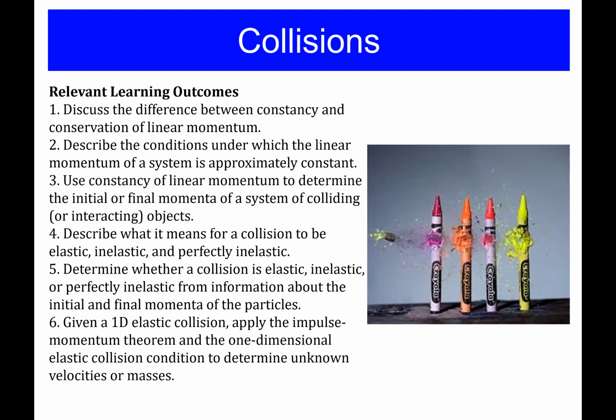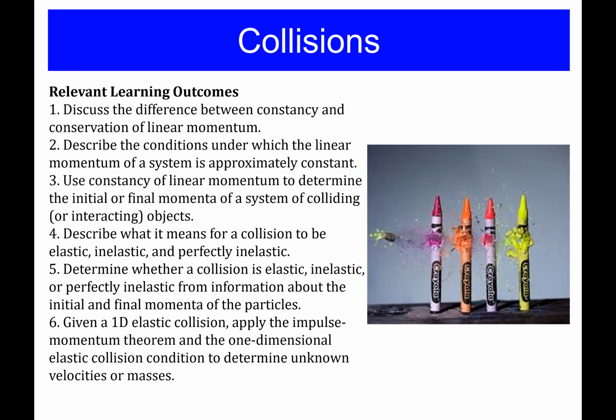We want to be able to use constancy of linear momentum to determine the initial or final momenta of a system of colliding objects. So to be more precise now, we would set up a particular example where we have various objects initially with various momentum values, and there's a collision that takes place, and then we have a final situation where the same objects are present and they all have different momenta in general. And we want to be able to set up equations based on our understanding of the physical concept and be able to solve for particular unknowns.